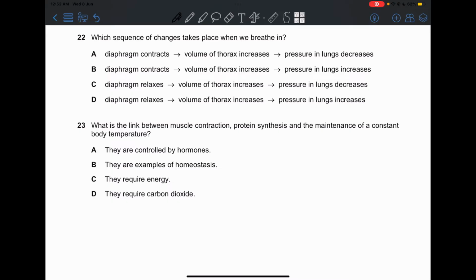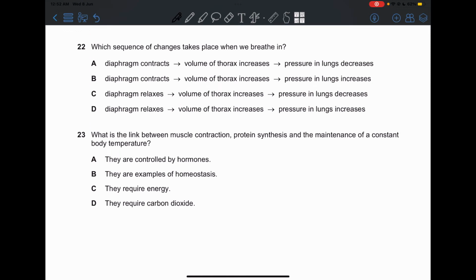Now we know when we breathe in, which is inhalation, the diaphragm contracts. So we're going to be choosing between A and B over here. Now A says the volume of the thorax increases and the pressure in the lungs decreases. Now this is correct because as we know, pressure and volume are opposite to each other, so there cannot be a high volume and a high pressure. It's either the volume that's low or the pressure that's low, so they can't be the same. It's the opposite. So that's why option B is incorrect, because both of them increase. No, one of them has to decrease or increase. So A is going to be our answer.